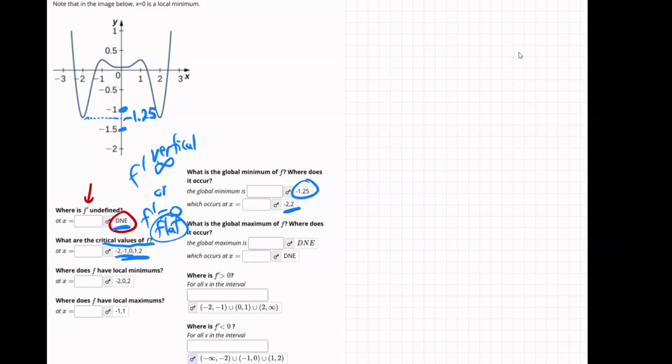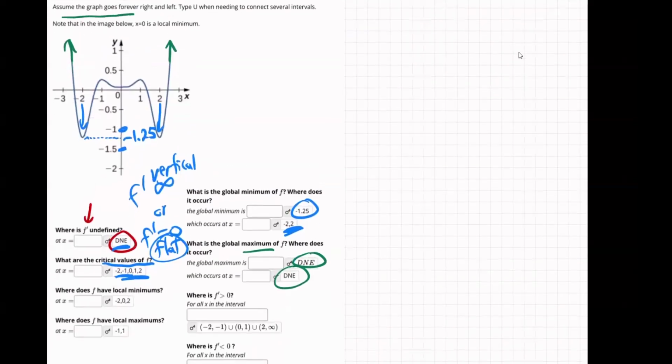And what x value does that occur at? Well, it looks like it occurs at 2 x values. It occurs at +2 and -2. All right. And then what is the global max? What's the highest point? Well, it looks like it goes up here and up there forever. So it has no highest. Those are D and E because the graph is, remember, these graphs go forever. Assume the graph goes forever right and left. So if it goes forever right and left, then it's going forever up right, forever up left. It's got no max, no highest point.